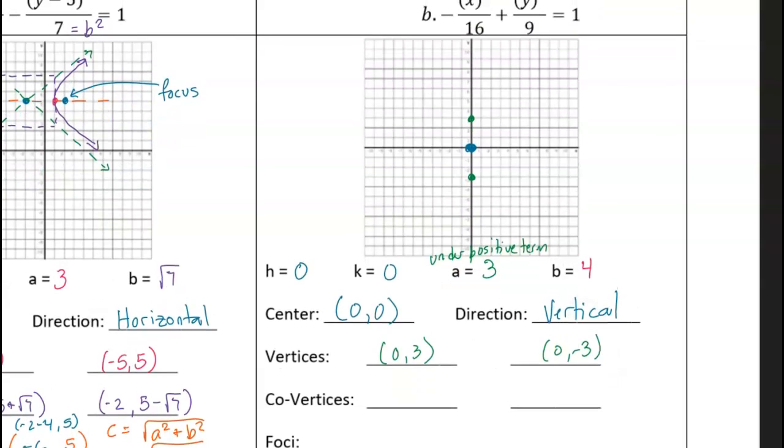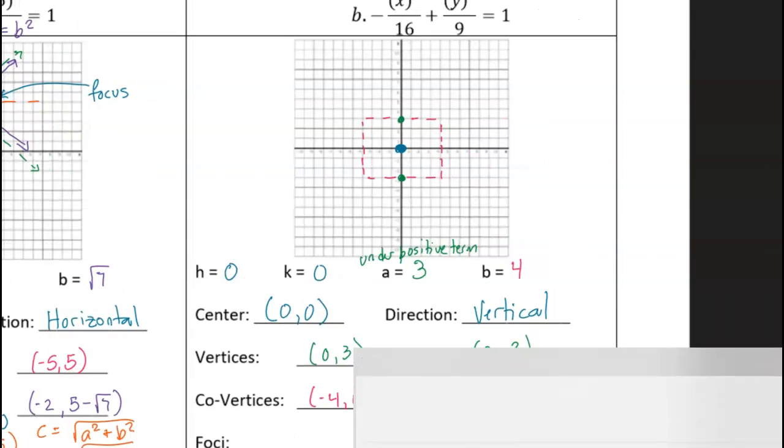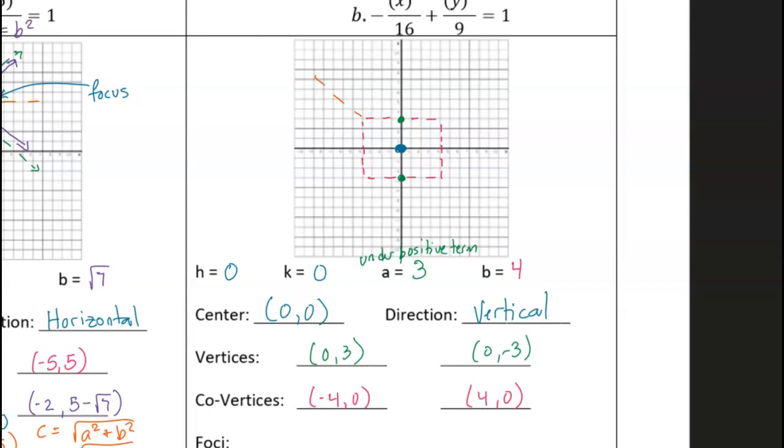The other edges of my box are created by my B values. So I'm going to go left and right 4: 1, 2, 3, 4. And I'm just going to finish drawing my box. That helps me to draw my asymptotes. Meaning my co-vertices are located at (-4, 0) and (4, 0). And I'm going to finish drawing my asymptotes going through the corners and through the center.